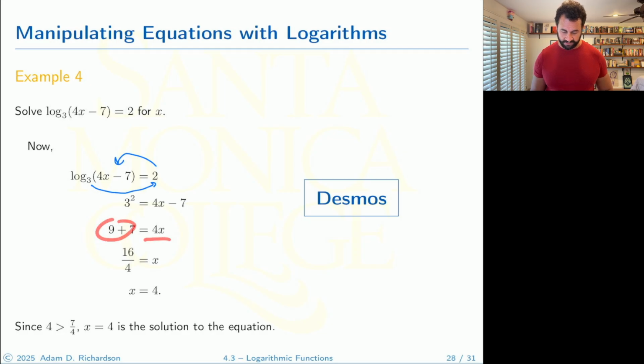9 plus 7 equals 4x. Divide both sides by 4. 16 over 4, so x is equal to 4. Because 4 is greater than 1 3/4, we're all good. That's a solution to the equation.